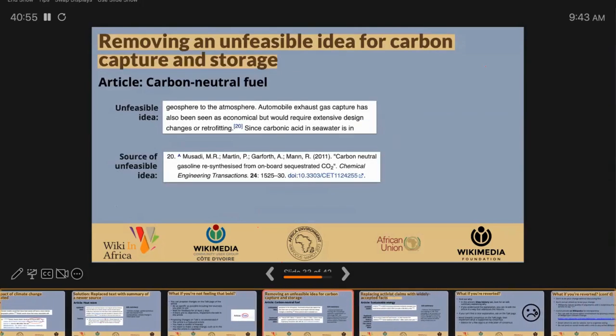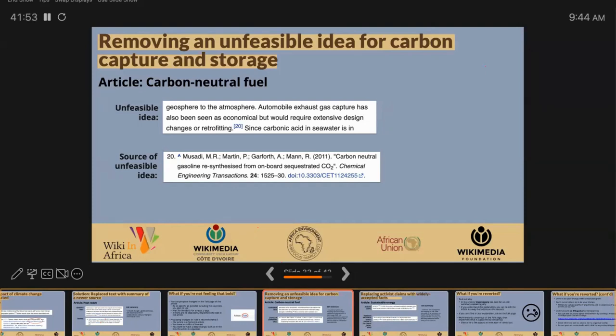Okay, I want to look at another quick example of the kind of misinformation that we get in Wikipedia. So this is an article called Carbon Neutral Fuel. This was saying that you can build carbon capture and storage into cars, which is just never going to work. And that's one of the ways that people can justify continuing to build and manufacture cars that use gasoline. So the idea of carbon capture for cars is really basically a type of misinformation if you position it as an accepted idea. It's true that it's been explored.